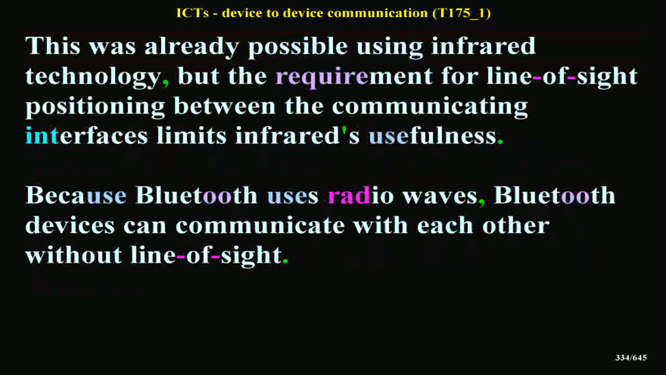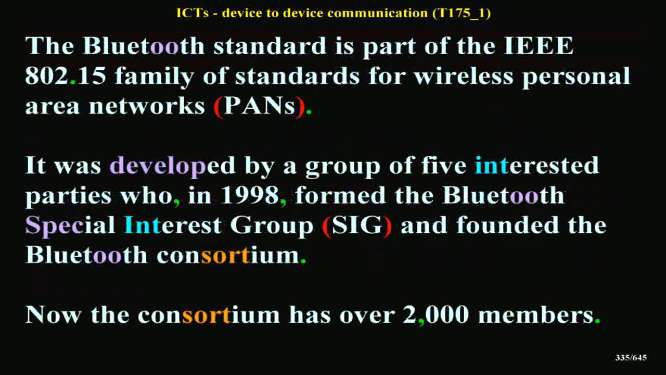This was already possible using infrared technology, but the requirement for line-of-sight positioning between the communicating interfaces limits infrared's usefulness. Because Bluetooth uses radio waves, Bluetooth devices can communicate with each other without line of sight. The Bluetooth standard is part of the IEEE 802.15 family of standards for wireless personal area networks (PANs).